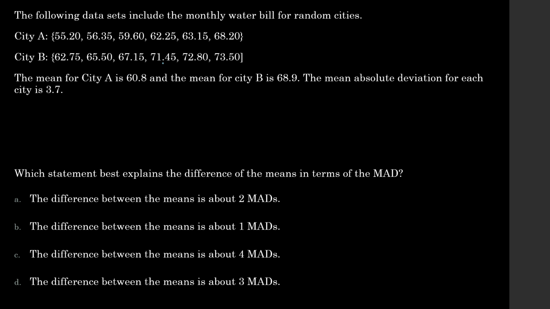However, before I start, I am going to round these city numbers a bit. So if I have city A, 60.8 is very close to 61. For city B, 68.9 is very close to 69. And then the mean absolute deviation, I'm going to round up to 4. I'm going to do this just because it's an estimate and it makes it a little bit easier to work with when we have whole numbers. So now let's draw my number line.